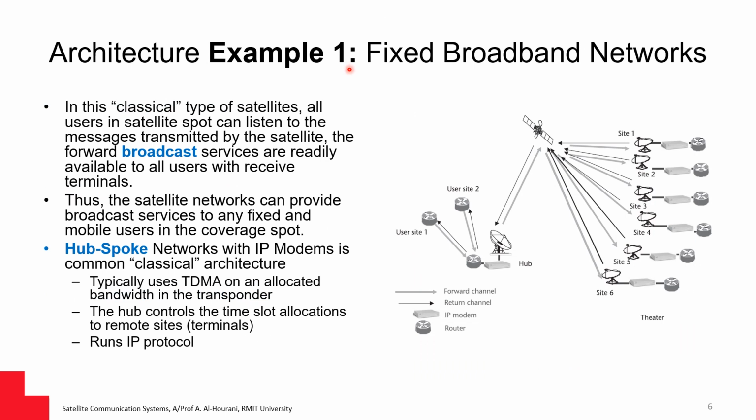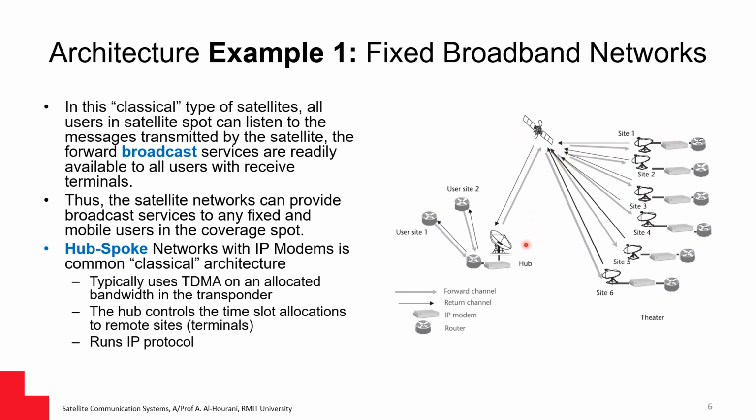We'll show three example architectures with increasing complexity. In this example, we have multiple remote sites connected to a central hub. Now, you could do, as we saw previously, the assignment of resources based on FDMA or TDMA. These are the most common types of access method in satellite networks, in such a simple satellite network.